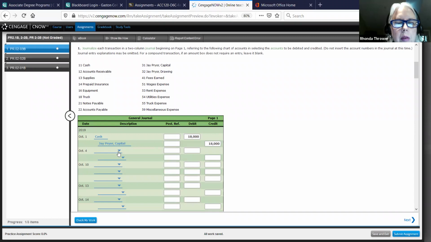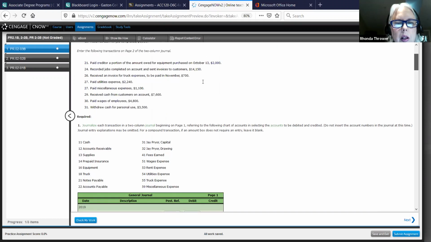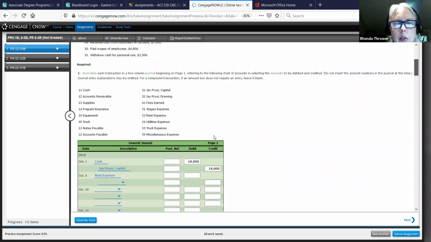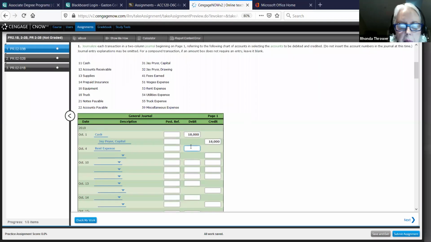So from our drop-down list, always record your debits first. We're going to have a debit to rent expense for the amount of the rent that we paid, and they paid $3,000. So I'm going to write that in the debit column. Notice this is in the debit column because my rent expense is increasing. It's going up. To increase an expense, you would debit.